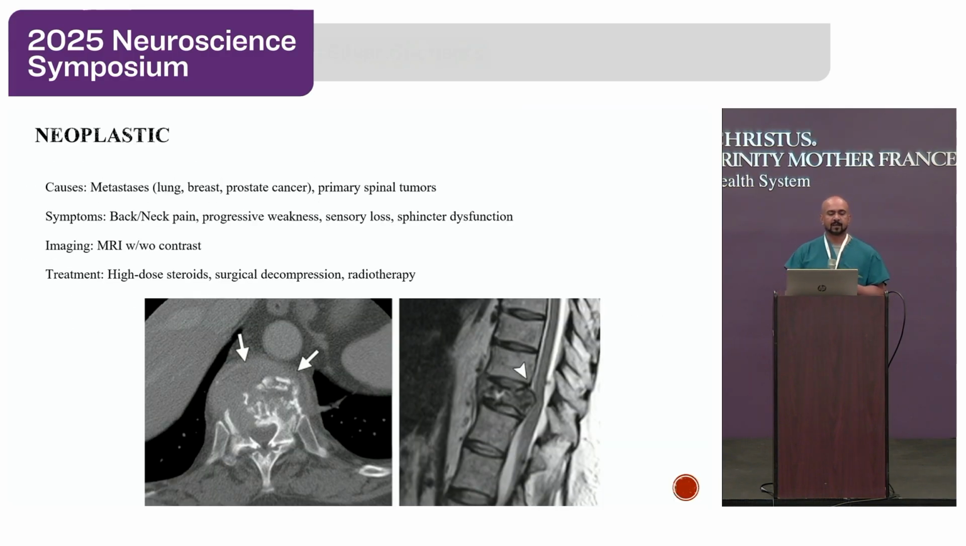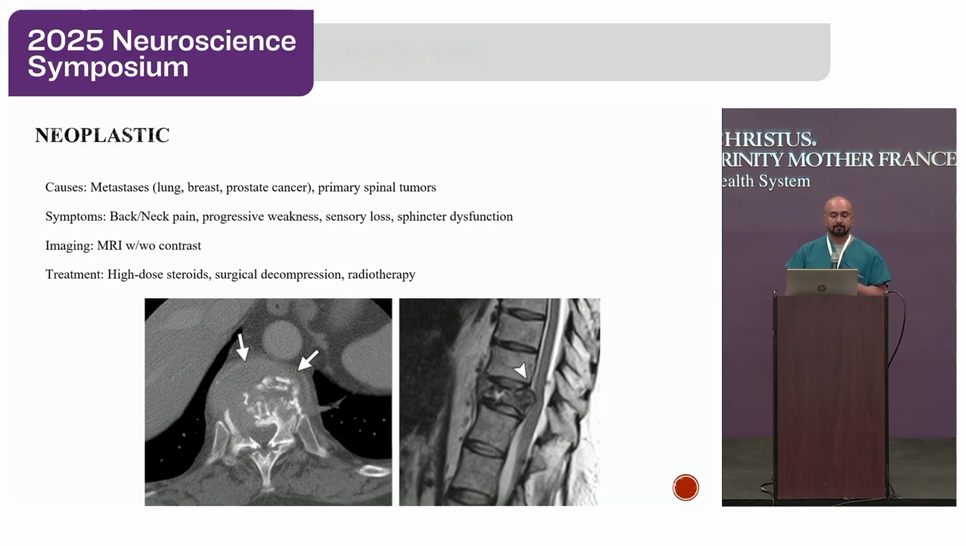Neoplastic etiologies, let's talk about that. Causes of neoplastic compression can be metastasis from lung, breast, or prostate cancer. Common. Have you seen prostate cancer metastasis? Lung, breast, all common actually to the bone and then pressing on the spinal cord. Primary spinal tumors can compress the spinal cord, giving spinal cord emergencies.